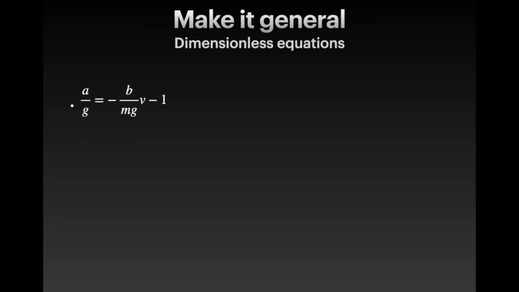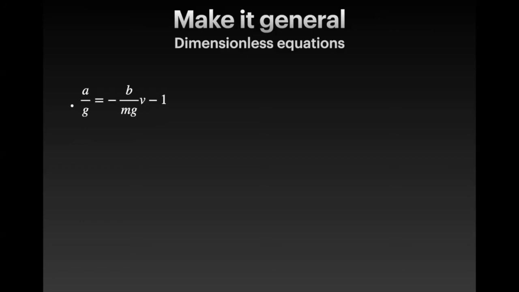So our equation for the acceleration has units of meters per second squared. If I divide through by g, as I've shown here, every term is dimensionless now. So acceleration divided by g, then I've got b times velocity over mg. You can check the units on that. It's going to be dimensionless, and then of course 1 is dimensionless.